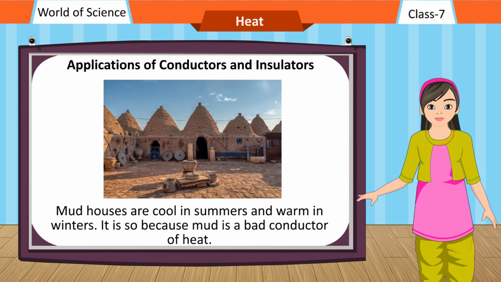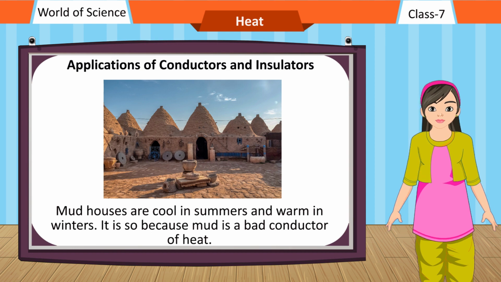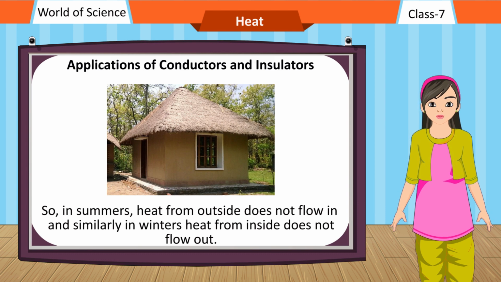Mud houses are cool in summers and warm in winters. It is so because mud is a bad conductor of heat. So, in summers, heat from outside does not flow in, and similarly in winters heat from inside does not flow out.